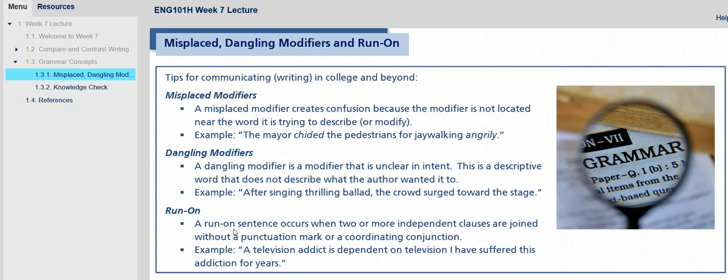A run-on sentence occurs when 2 or more independent clauses are joined without a punctuation mark or a coordinating conjunction. So remember that there are 2 kinds of run-on sentences. You have a comma splice. So I resent my parents.